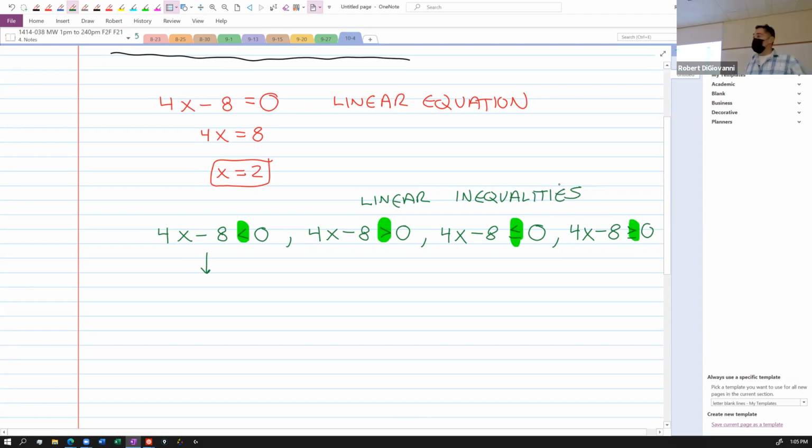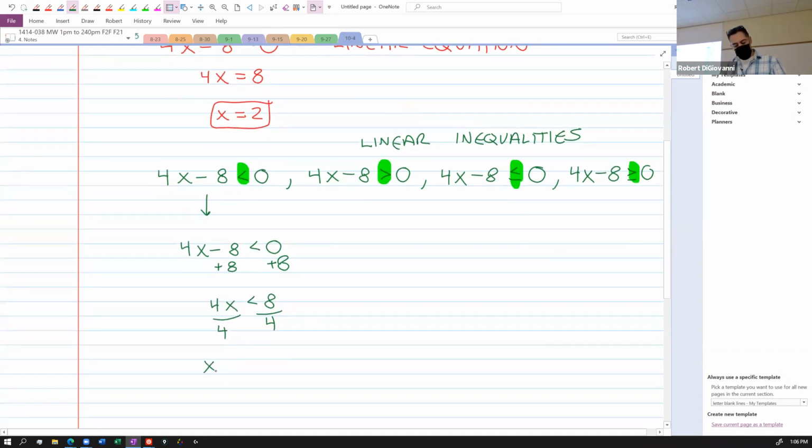Okay, so these linear inequalities, it's basically the same thing as an equation, right? You're going to take this 4x minus 8, and you're going to say less than 0. You can add 8 to both sides, so you get 4x less than 8, and then you could divide by 4. And so you get a solution that says x must be less than 2.